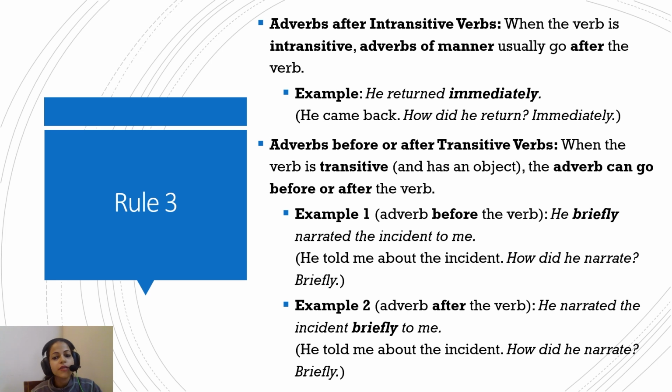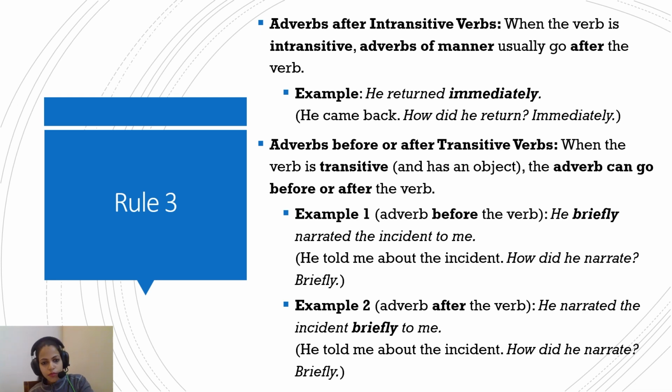So he returned immediately. Now, return is an intransitive verb. It doesn't require any direct object. Returning can be done without any direct object. So this is an intransitive verb. And the rule says when there is an intransitive verb, the adverb will be placed after it. So he came back. How did he return? Immediately. The word immediately is the adverb here and it is placed after the intransitive verb returned.